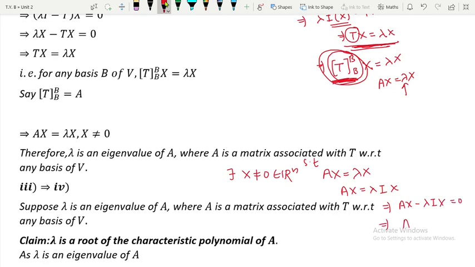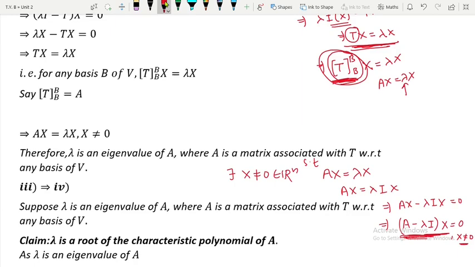This will imply (A − λI)x = 0, and x is non-zero. Just note this. If you observe it properly, this is actually a homogeneous system. If you recall, Ax = 0 is nothing but a homogeneous system where A is a matrix of coefficients and x is a matrix of unknowns. So we get the same thing here. So this is a homogeneous system of linear equations with a non-zero solution.